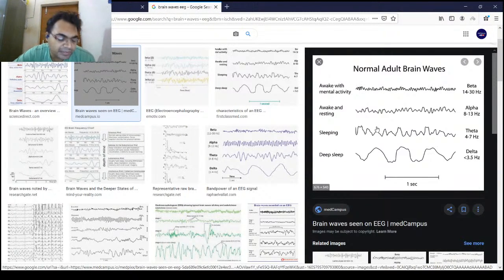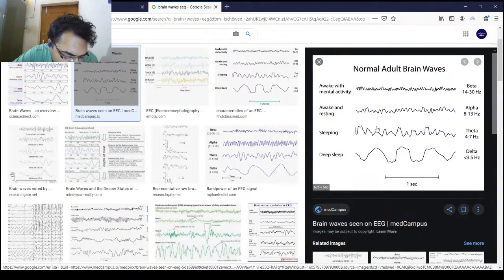The four waves are there. Mostly there are seven waves. If you think of it, you have seven waves. You have infra low waves, delta wave, alpha wave, theta wave. Then you have gamma wave also, which is not given here. So these waves you do have.